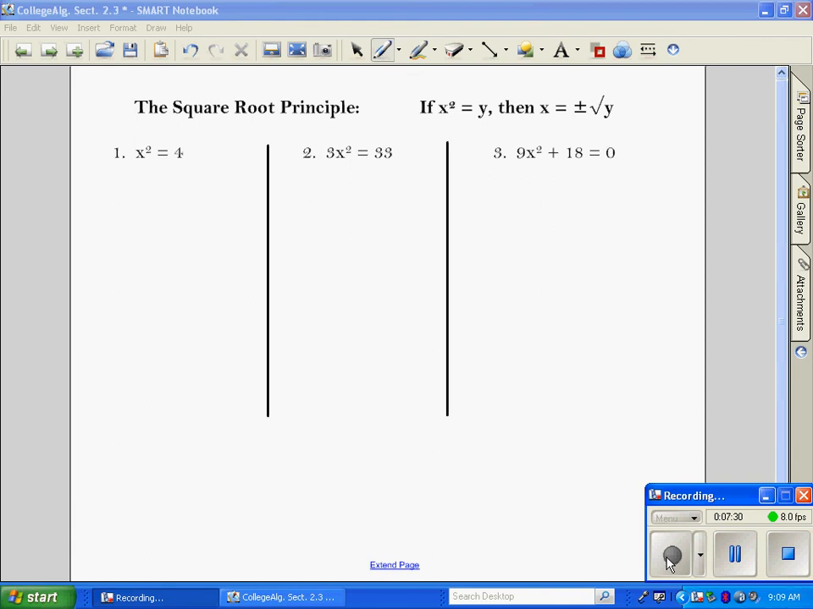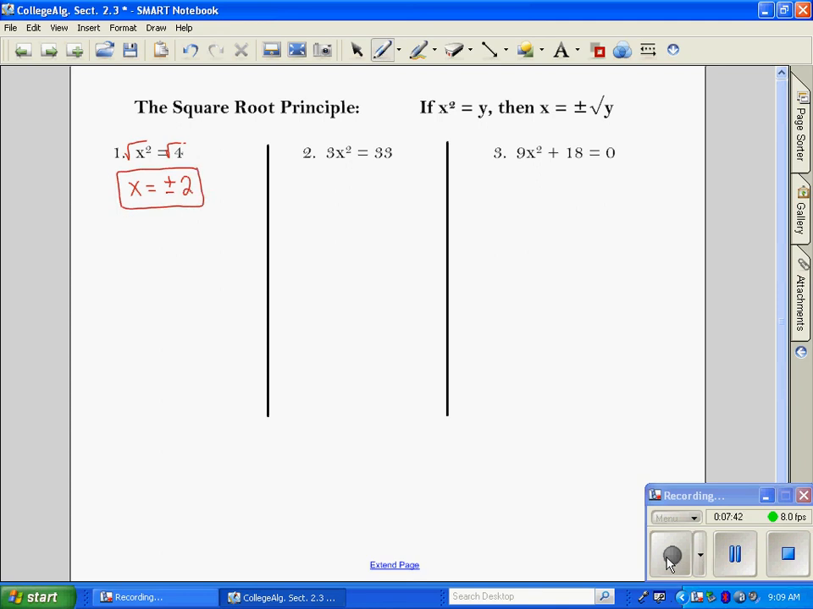Next we look at square root principle. The formula just says to undo a square you take the square root of both sides. x equals plus or minus, and then the square root of 4 is 2. So our two solutions are positive 2 and negative 2. On problem number 2, before I can solve, I need to divide both sides by 3, and I get x squared is equal to 11. To undo a square, you take the square root of both sides. When you take the square root of both sides, you get plus or minus. x equals plus or minus the square root of 11, and that doesn't simplify any further.